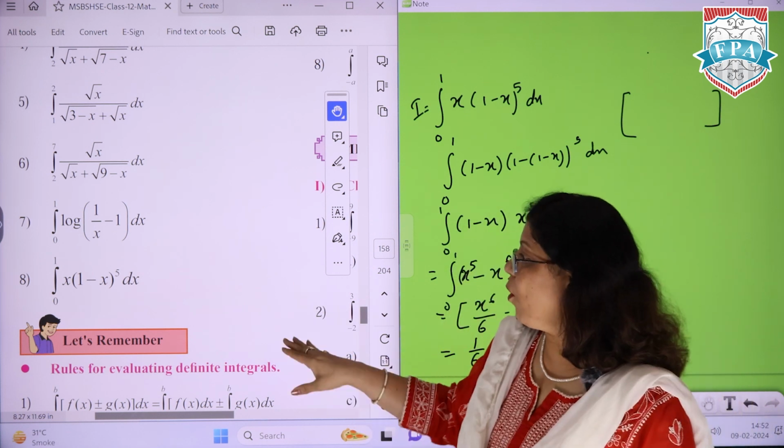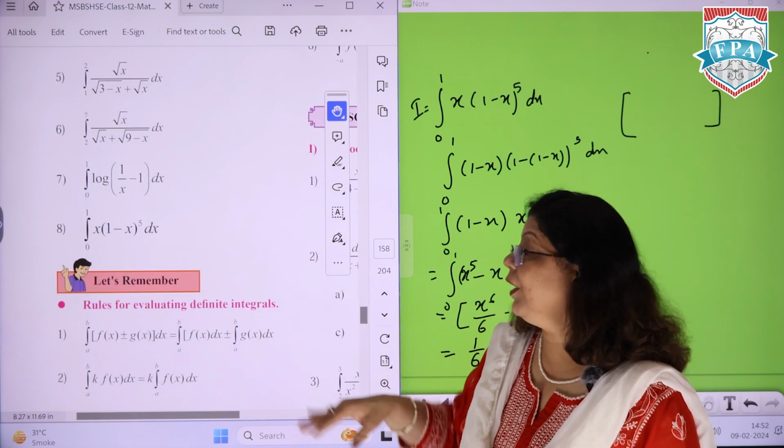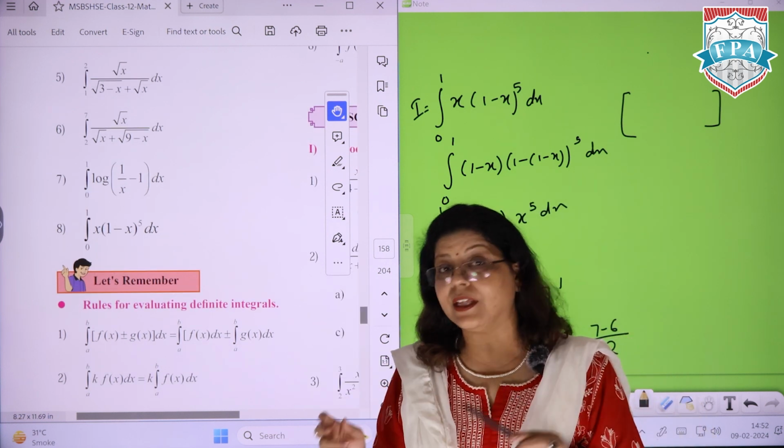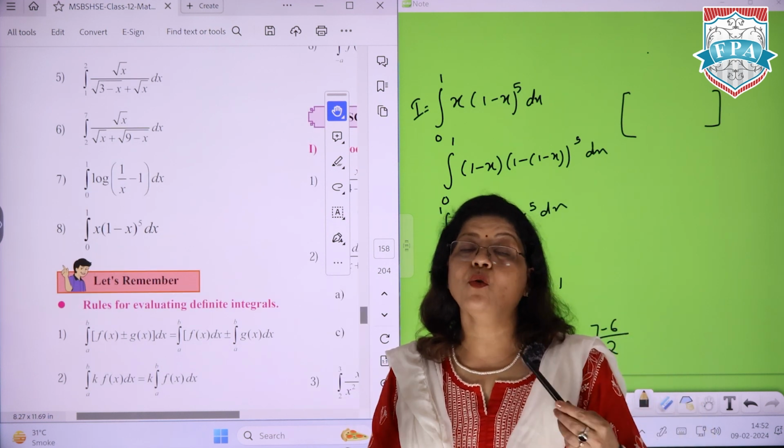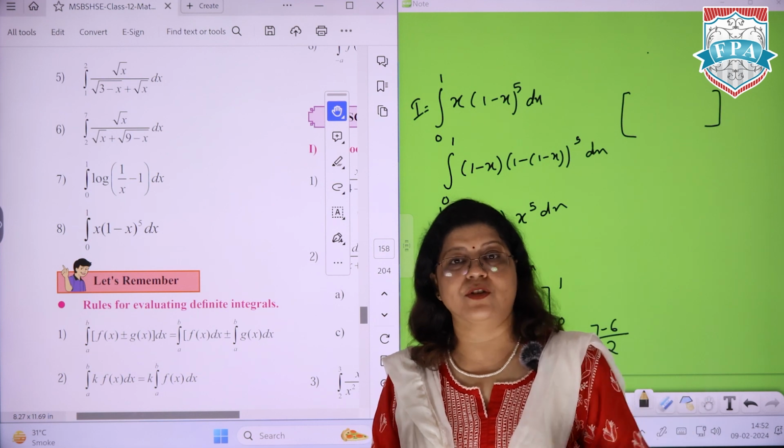So this is your second part of integration, which is definite integration. We'll be having 2 more integration based chapters only.